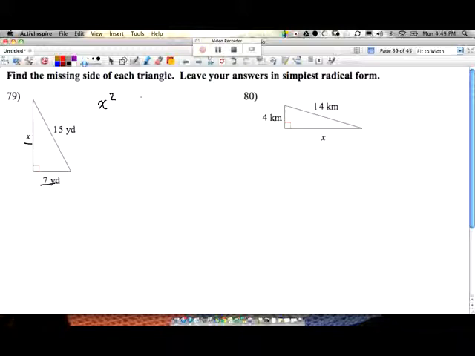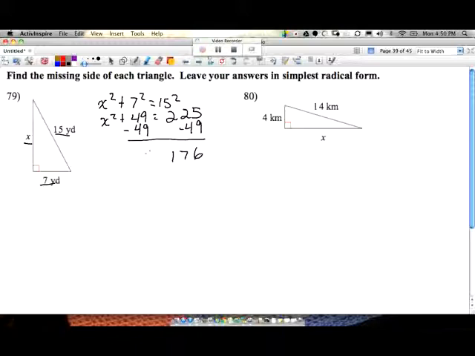Well, again, it looks like I have a leg and a hypotenuse, pardon me, so I have to put an x for a leg. X squared plus 7 squared equals 15 squared. 7 squared is 49. 15, just like before, is 225. And then we got the x squared. So I'm going to subtract 49 from each side. I know that this is going to become 176 equals x squared. And I can't really think of much that goes into that evenly.